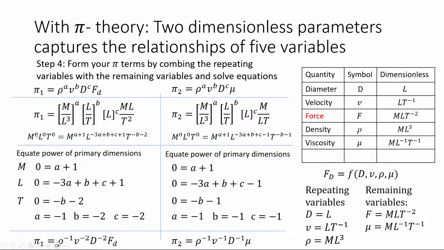So what does this mean? It means m is equal to 0, L is equal to 0, T is equal to 0. That's how you make it dimensionless, because that's exactly what I want to do. I want to make this dimensionless. Then you collect all the terms and you solve for m, you solve for L, you solve for T.